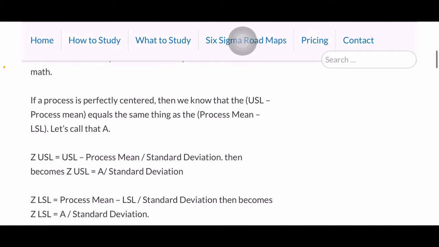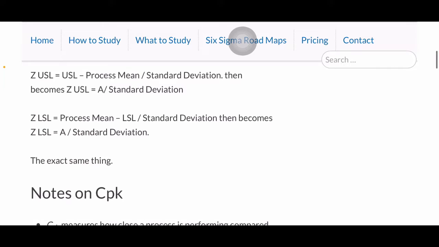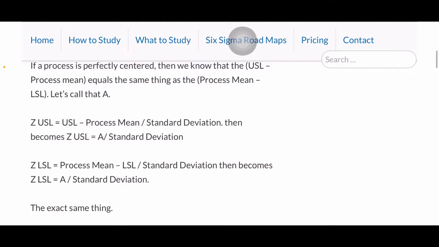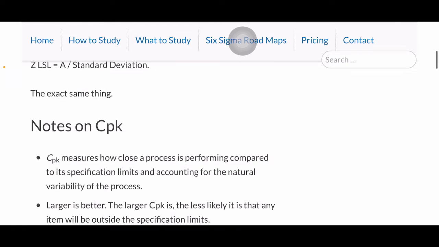If a process is perfectly centered, then we know that the upper minus process mean equals the same thing as the process mean minus LSL. Let's call that A. ZUSL equals USL minus process mean over standard deviation. Then becomes USL equals A divided by standard deviation. The same exact thing. Well, yeah, you just changed up what USL minus process mean is and called it A. Of course it's the same.